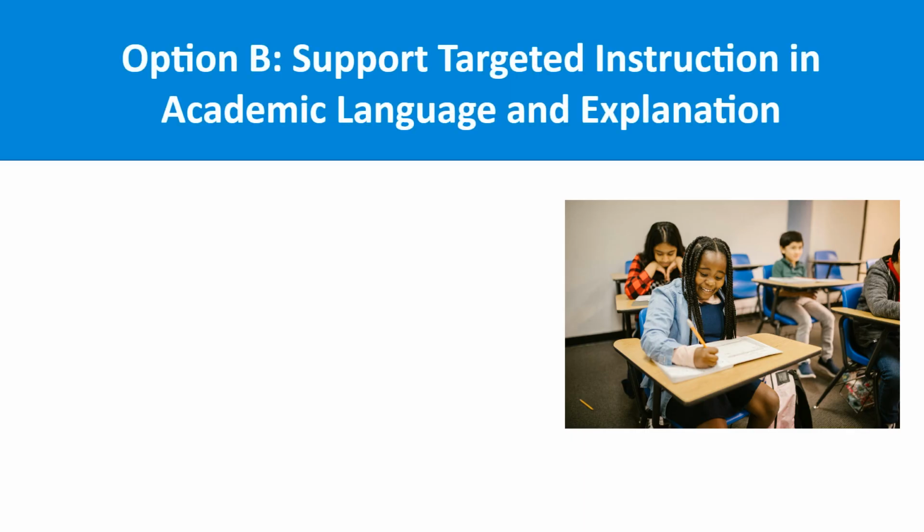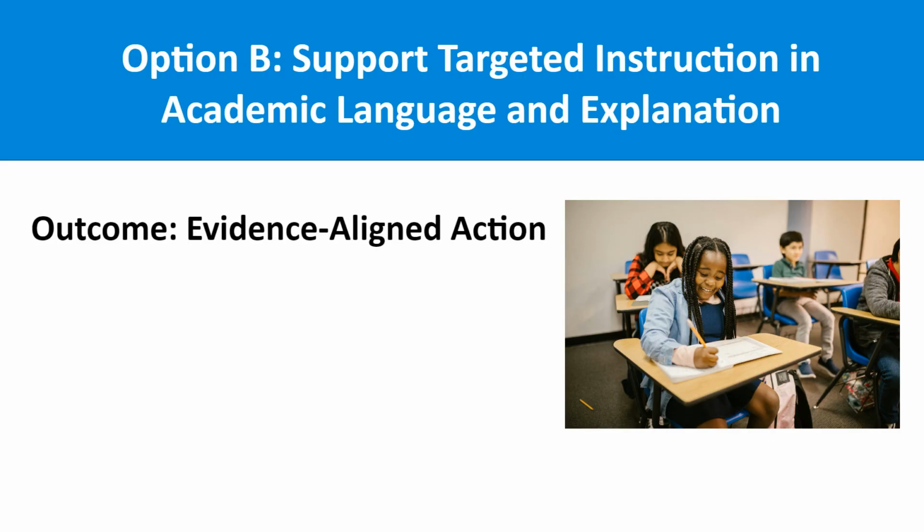Option B, support targeted instruction in academic language and explanation. The outcome of this decision is evidence-aligned action. In this option, leaders choose to support targeted instruction in academic language and explanation. This decision results in evidence-aligned action because the instructional response directly reflects what the data revealed about student learning needs.